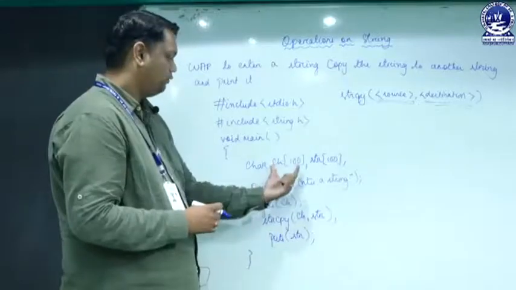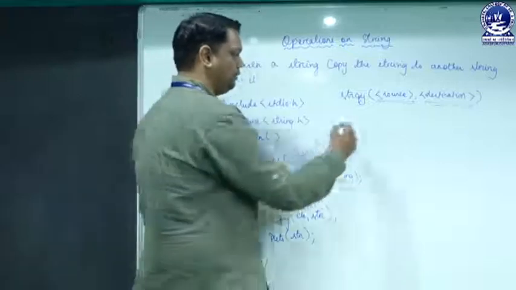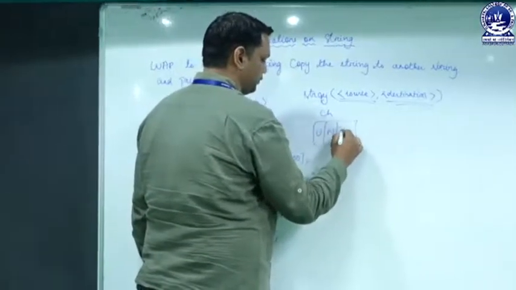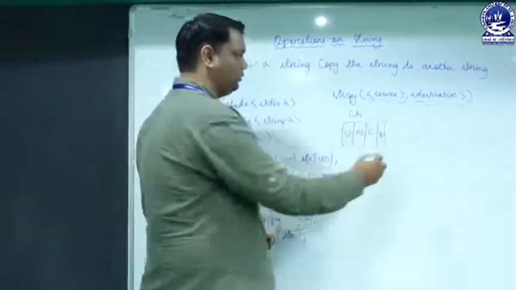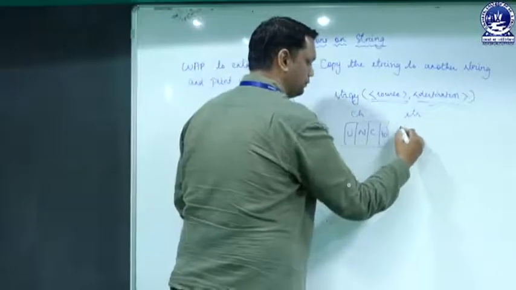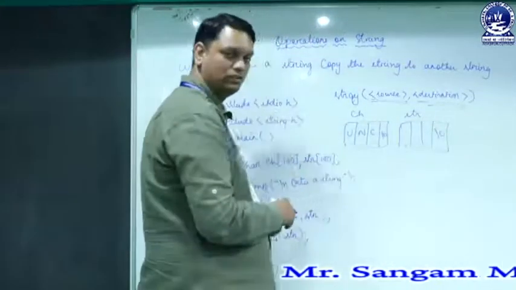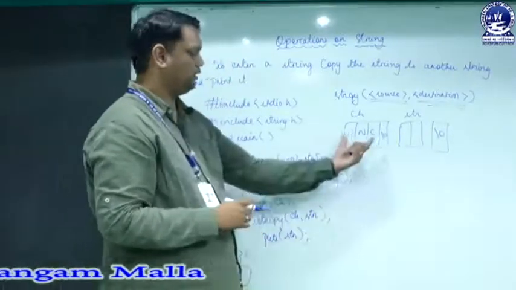So let's say we have taken two strings of 100 values. Let's say for ch I have entered unc, and backslash 0 will be automatically added. Similarly, str will have the same size, 1, 2, 3, 4, where the last one will be backslash 0. So whenever I have entered using the gets function, I have entered unc.